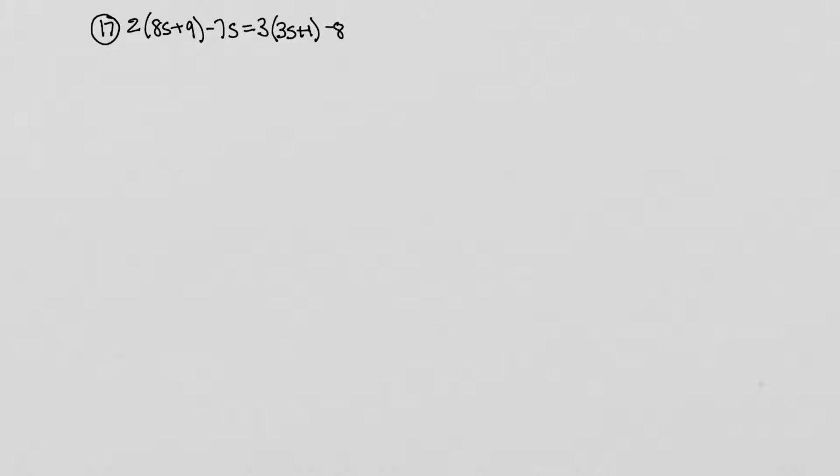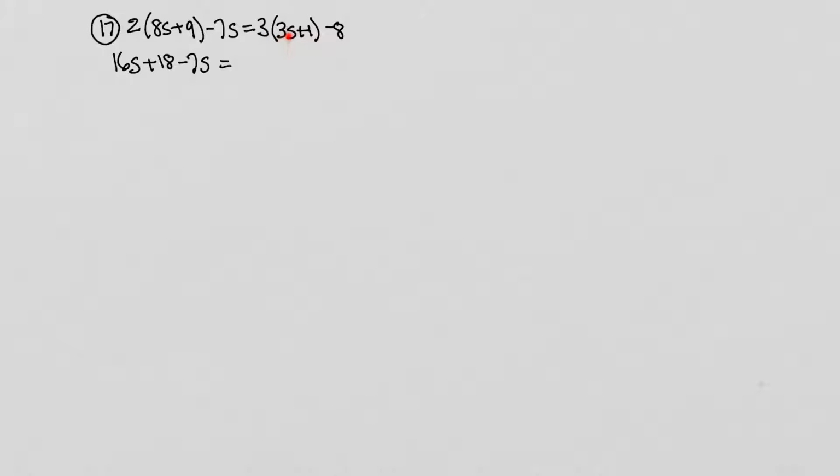Let's just continue what we've been doing. When we see problems that look like this, we're going to distribute the 2. We'll distribute the 3. So let's distribute the 2. We're going to get 16s and 18. So we'll get 16s plus 18, and then minus 7s equals, and now let's distribute this 3.